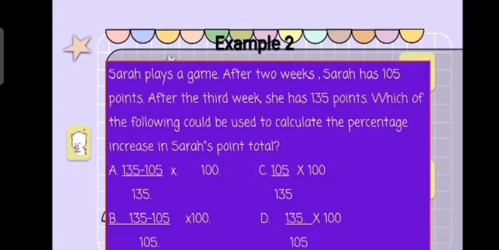From this example, we can say that it is a multiple choice, but if we look deeper into it, it's all about problem solving with the given numbers or quantities, which are 105 points and 135 points, and what we're going to find is to calculate the percentage increase in Sarah's point total. So with these choices, we can say that letter A is the correct answer.